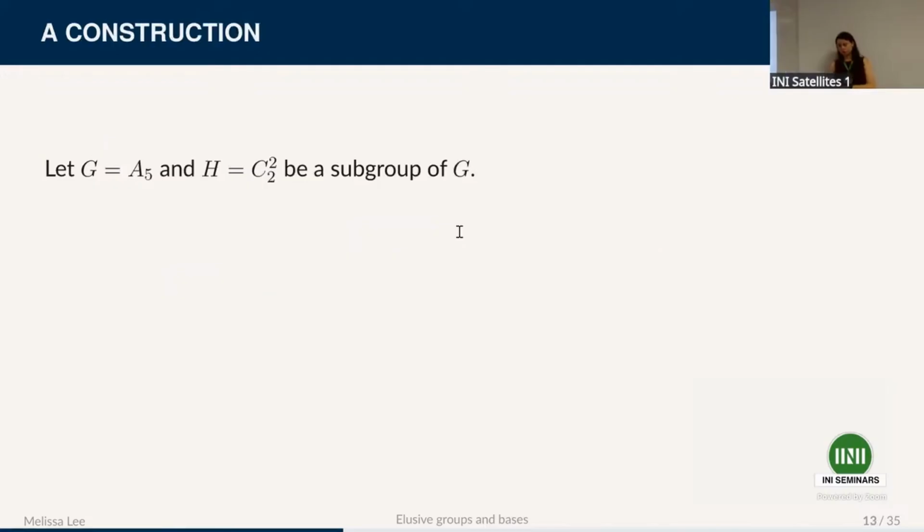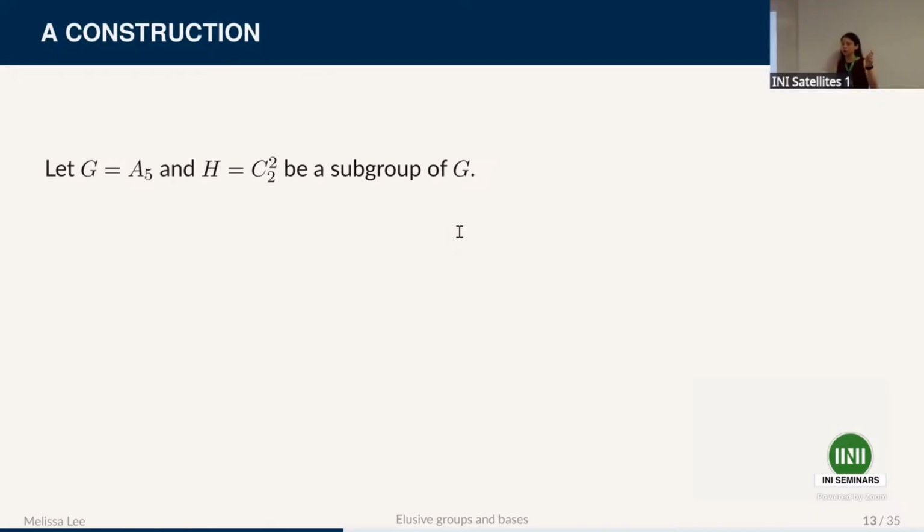So let me show you a construction now. I'm going to take G to be the alternating group A5. That's all even permutations on 1 up to 5. And this group has a subgroup C2 squared, the direct product of two copies of the cyclic group of order 2.